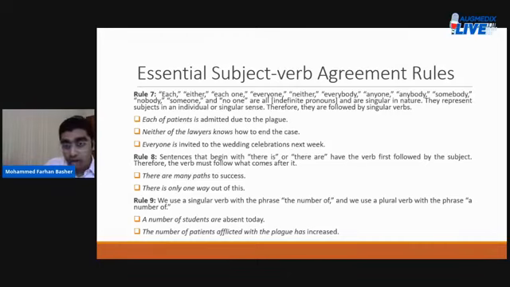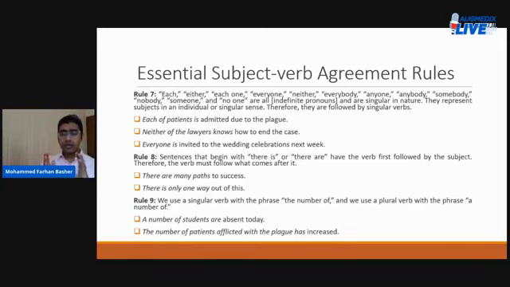So you say there are many paths to success. Here, many paths is, of course, a plural subject. And then you say there is only one way out of this. Only one way is, of course, singular. So a singular subject agrees with a singular verb, a verb which in this case has come before the subject. There is only one way out of this. There are many paths to success. Okay?